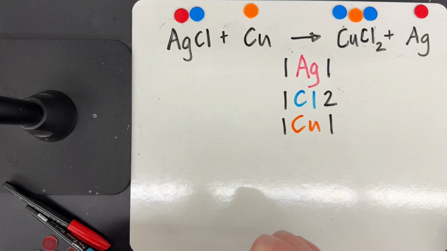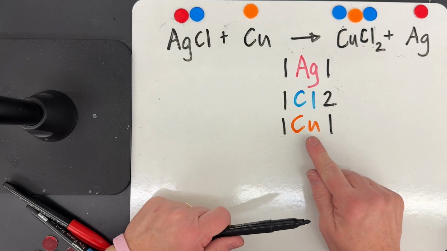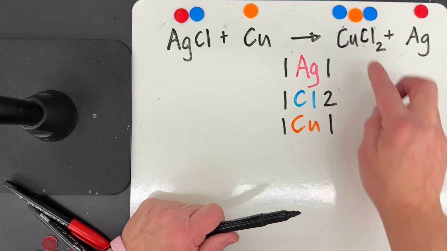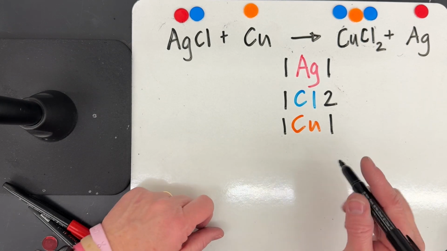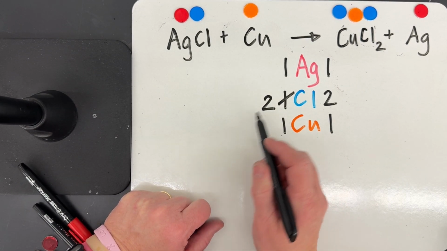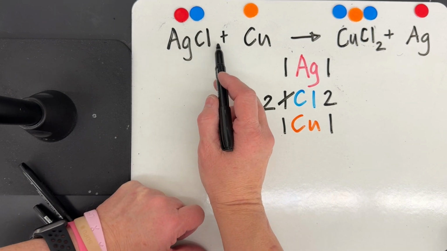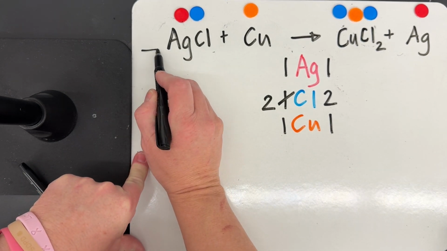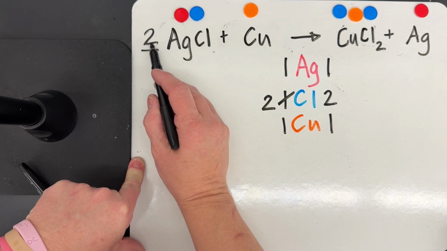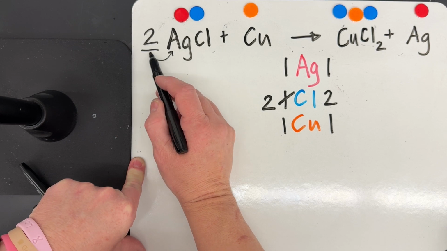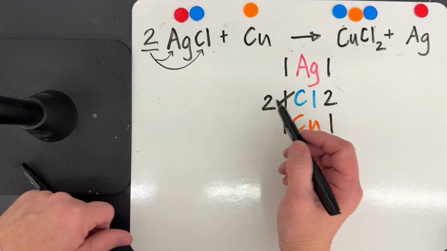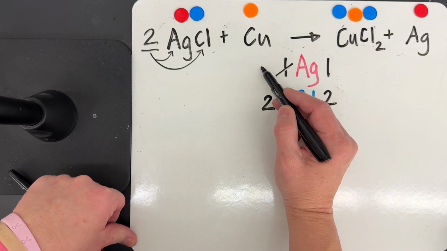It's pretty easy to see that this one has to start out with balancing the chlorine. So we can't have 2 on one side and 1 on the other. We're going to have to make 2 of these, and by doing that, again, we cannot put a subscript in there. We have to do that out front with a coefficient. So now this coefficient goes to the silver as well as the chloride. So we made 2 chlorines here, but now we also have to change this to 2.